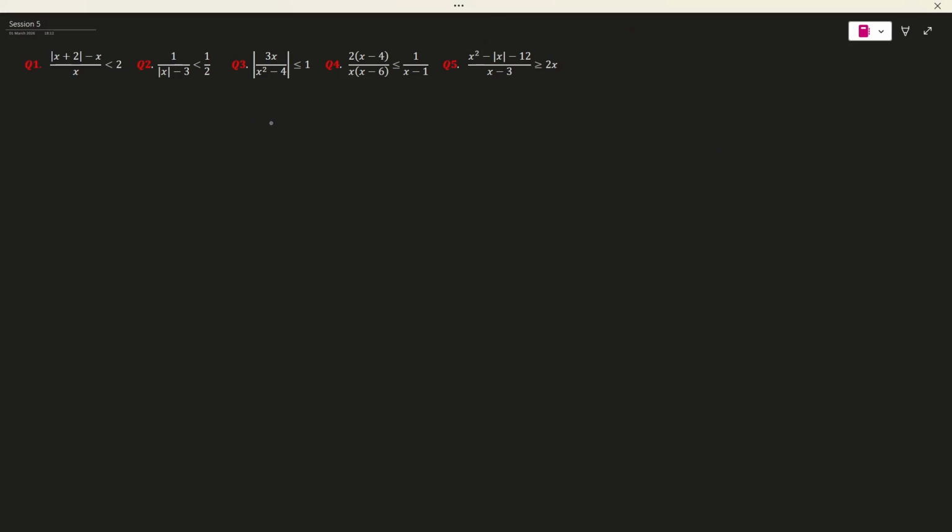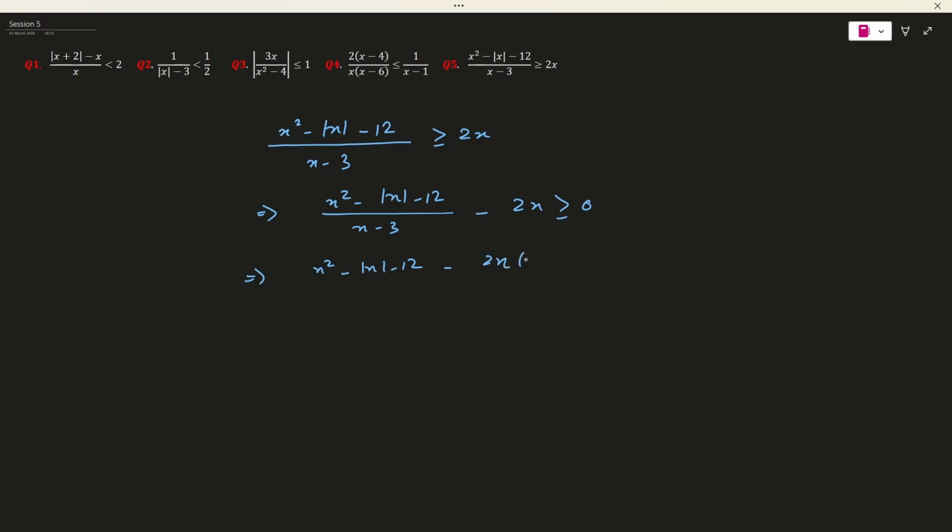Let's solve the last question. I can write this as x square minus mod x minus 12 by x minus 3 is minus 2x greater than or equal to 0. I can say x square minus mod x minus 12 minus 2x into x minus 3 greater than or equal to 0. Now this is minus 2x into x will give you minus 2x square plus x square, so minus x square plus 6x minus mod x minus 12 by x minus 3 is greater than or equal to 0.